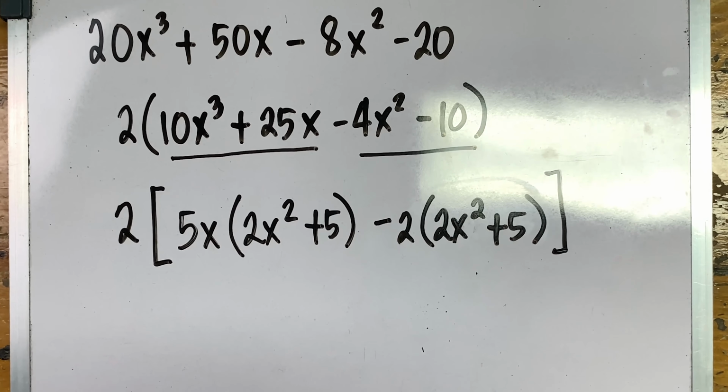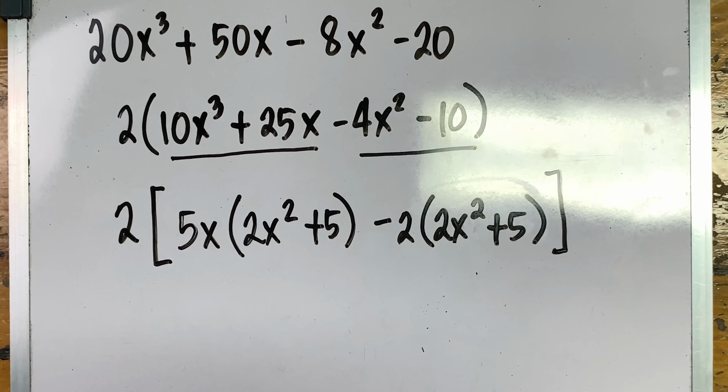Okay, so you should have a common binomial factor. In this case, we have 2x squared plus 5 as a common binomial factor. So we need to factor that out as well. So our answer will be 2x squared plus 5, factoring that common binomial factor. And then what is left is just 5x minus 2.